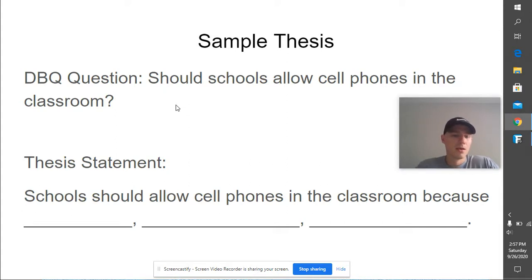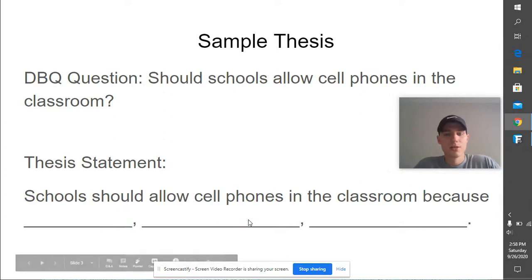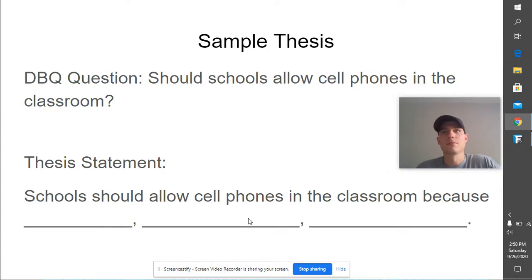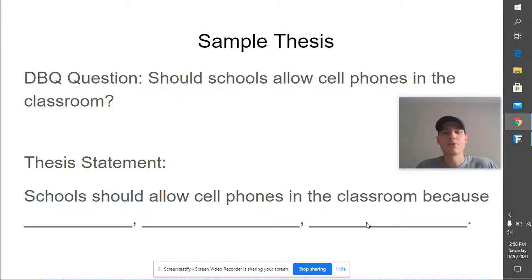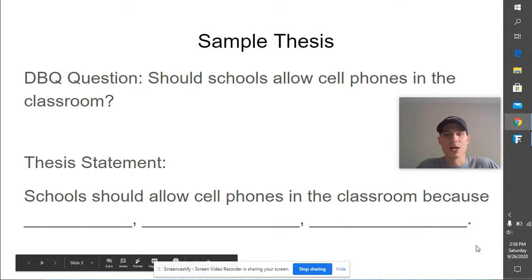So the thesis statement here is: schools should allow cell phones in the classroom because, one, students can use them as technological tools; two, students can reach out to parents if something happens in class, if they need a ride home or some plans change; and three, let's just say they allow students another way to access Google Classroom. So those would be my three reasons there, and I would need evidence to back all three of those up.